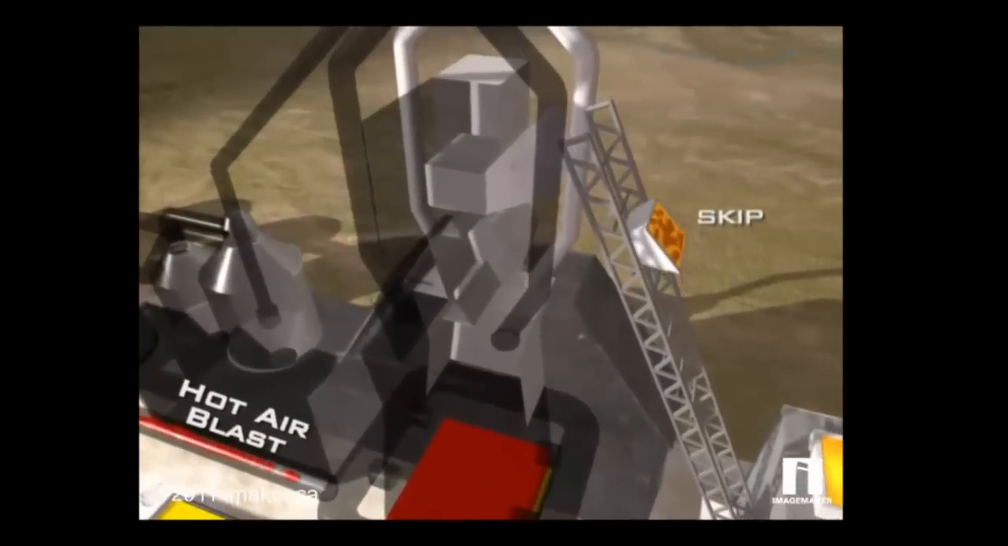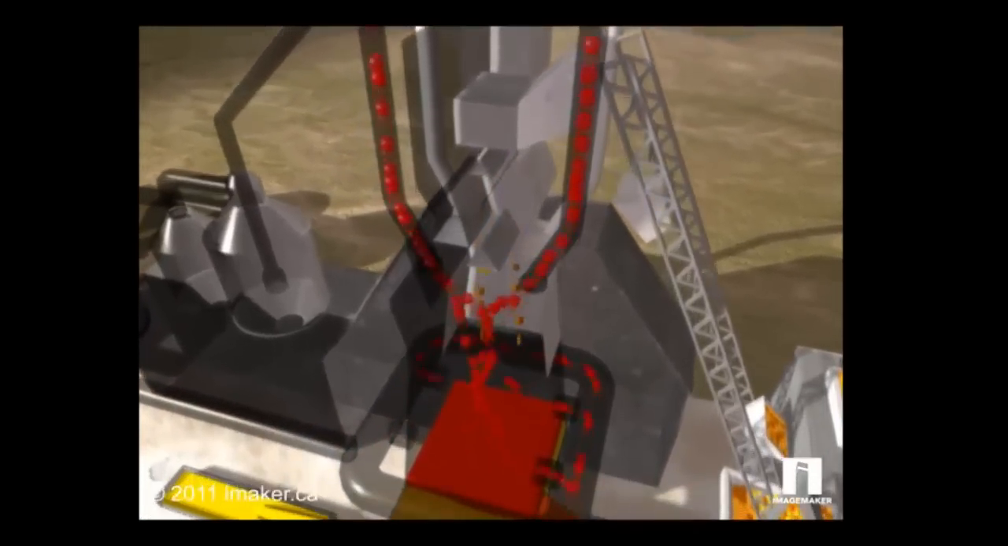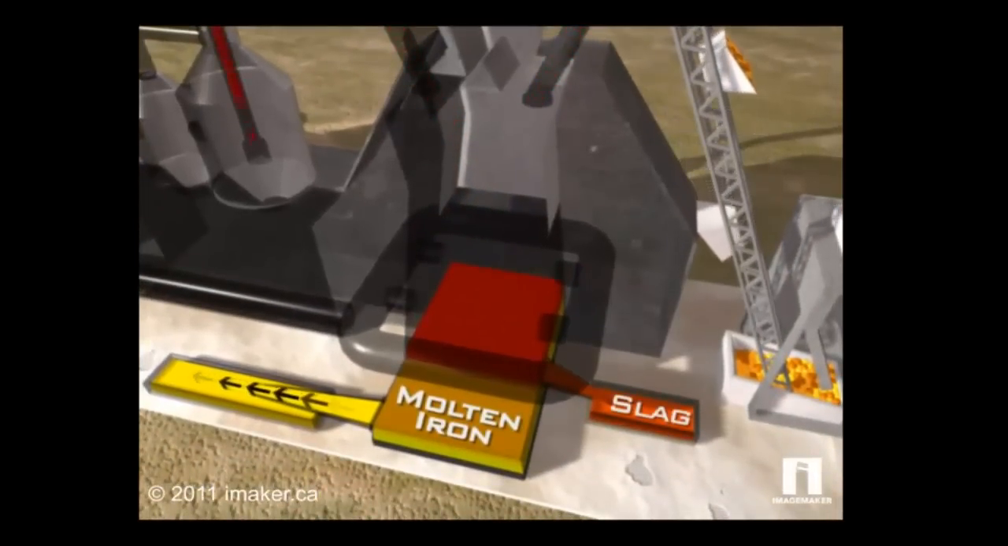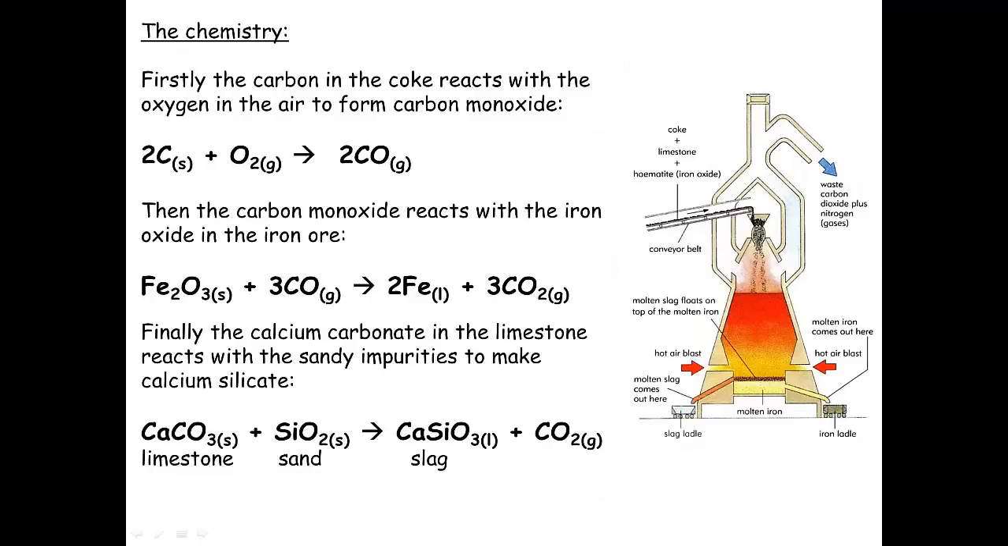The first step involves the coke reacting with oxygen, coke being a source of carbon, to produce carbon monoxide. The carbon monoxide then reacts with the iron oxide itself to produce iron and carbon dioxide. The iron oxide is therefore being reduced. Finally, the limestone, which is calcium carbonate, reacts with any of the sandy impurities that might be present in the haematite, for example silicon dioxide, to form a substance called slag, which is a waste material.